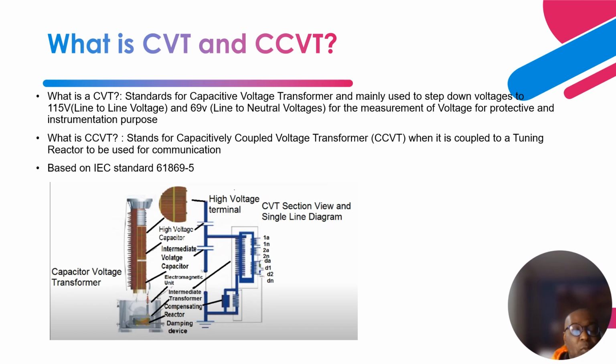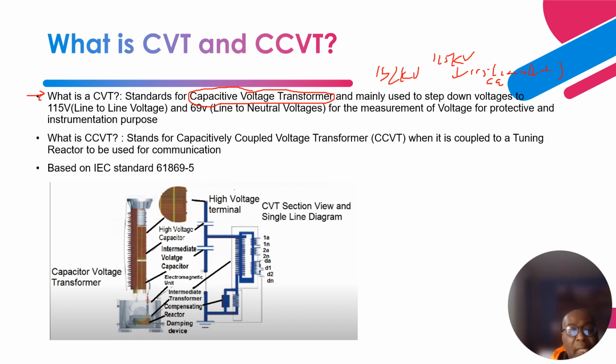Now let's talk about some definitions. What is a capacitive voltage transformer and capacitively coupled voltage transformer? A CVT is called capacitive voltage transformer. That is the meaning of a CVT. And what is it used for? It is used to step down voltages from transmission level voltages 132 kV and above. So let's take, for instance, 115 kV. You step it down to a secondary voltage of 115 or 120, then 69 volts. So 115 is the line to line voltage that is used for metering, and line to neutral is 69 volts, used for protective relay as well.